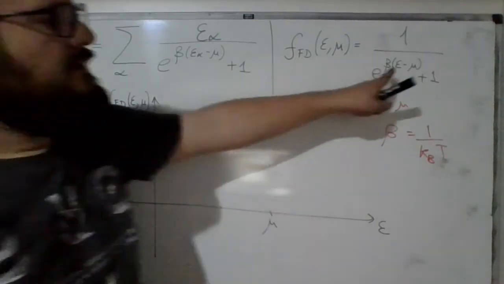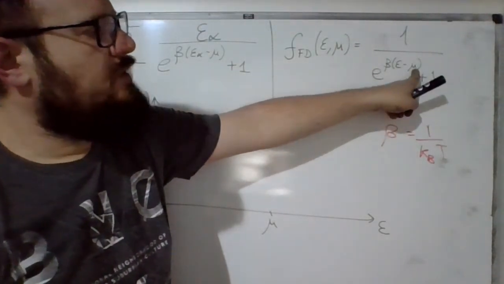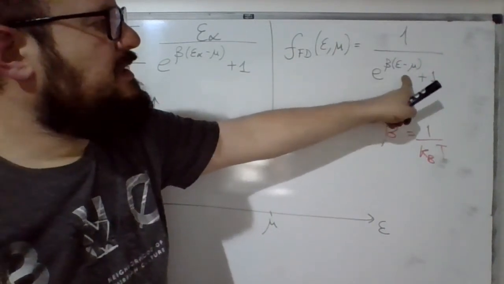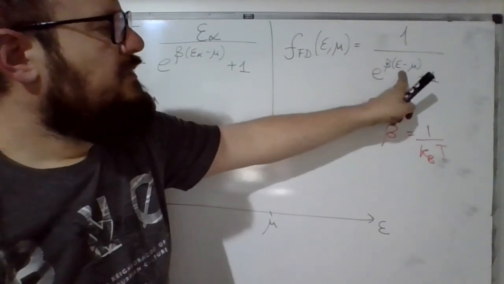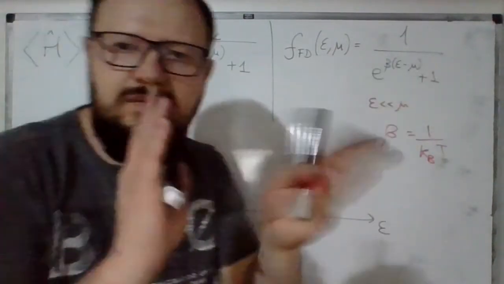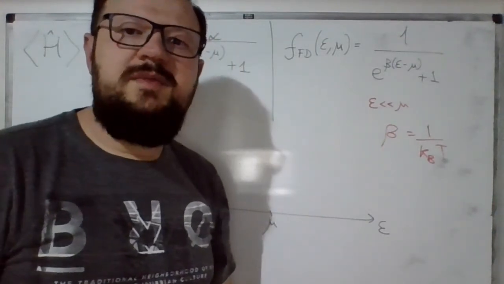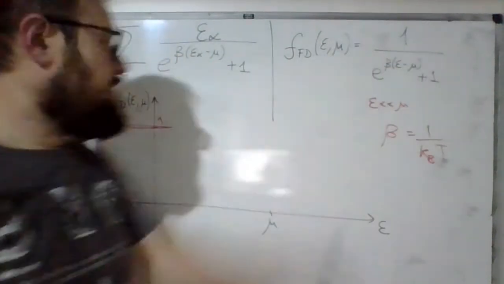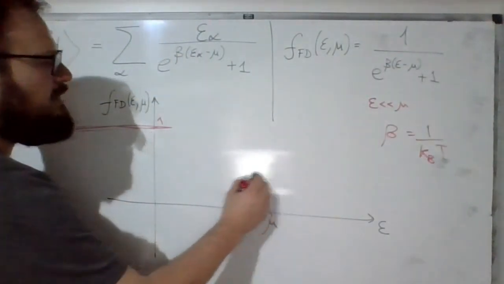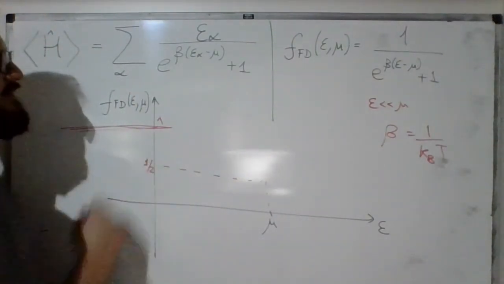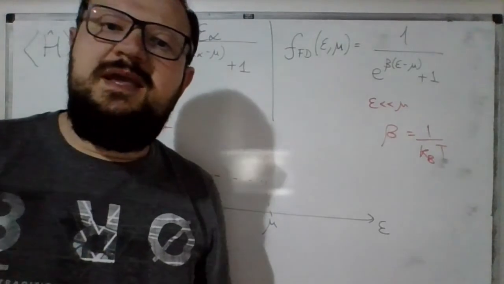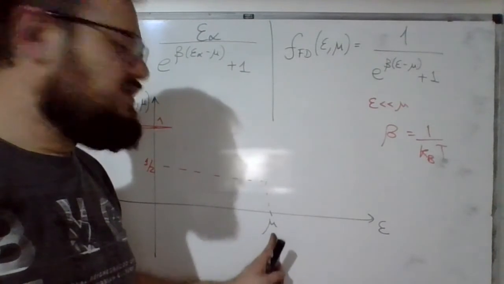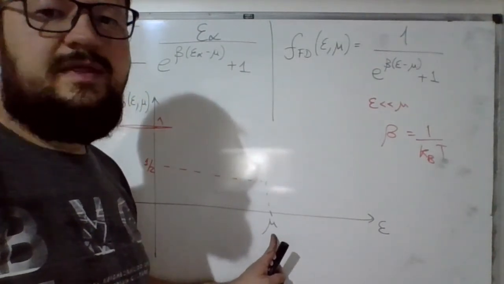Now, if you have the energy exactly equal to mu, exactly at the chemical potential, this exponential goes to 1 because when you subtract one from the other, you get 0. So the exponential of 0 is 1, plus 1 is 2, so 1/2. Exactly here you have 1/2 for the occupation number. Probabilistically speaking, you have a 50-50 chance of that state of energy at mu to be occupied or unoccupied.